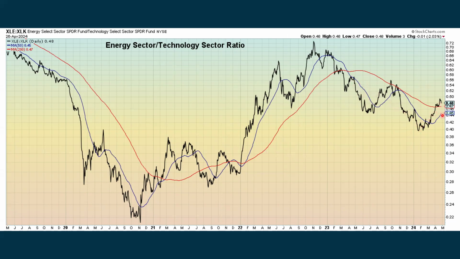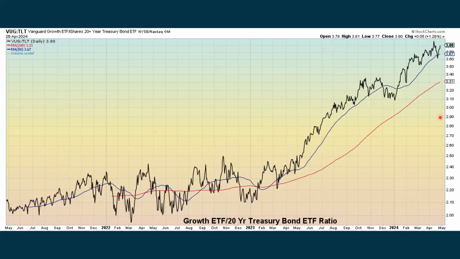If this stays above both of these lines, we might see a golden cross showing that energy is outperforming tech on a ratio basis. We look at growth stocks and compare them with bonds, showing that even with the weakness, stocks still continue to outperform bonds as interest rates have been going back up.